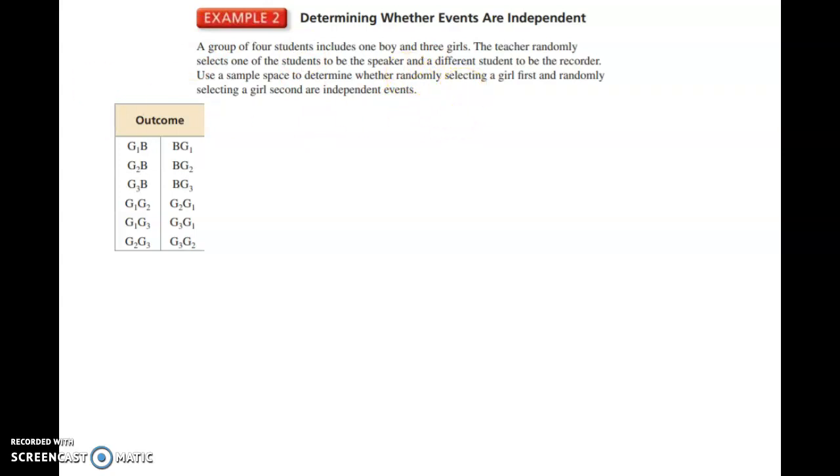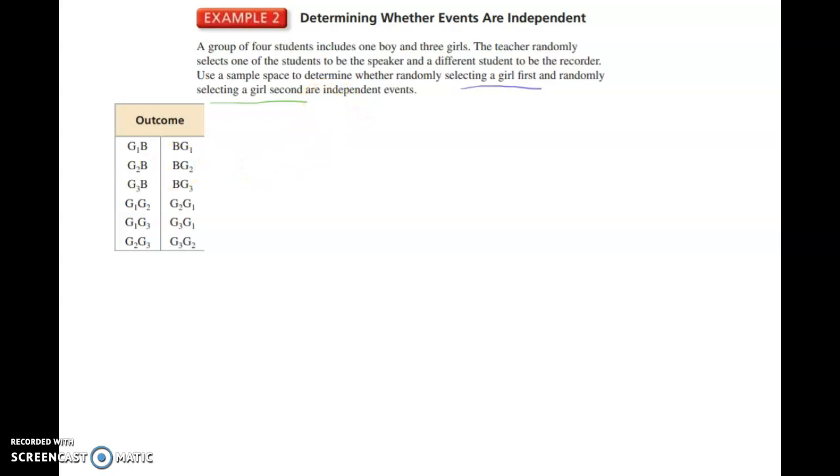So the two things are here. First, randomly selecting a girl first, and then the second person that you're going to pick is also a girl, selecting a girl. Are those independent? If you only have 4 students and you pick one girl and that girl has a task and you need to pick someone else, you now have changed the odds because you've removed one of the girls. So these are not independent events, which you probably can tell just by reading it, but we are going to kind of prove it to ourselves.